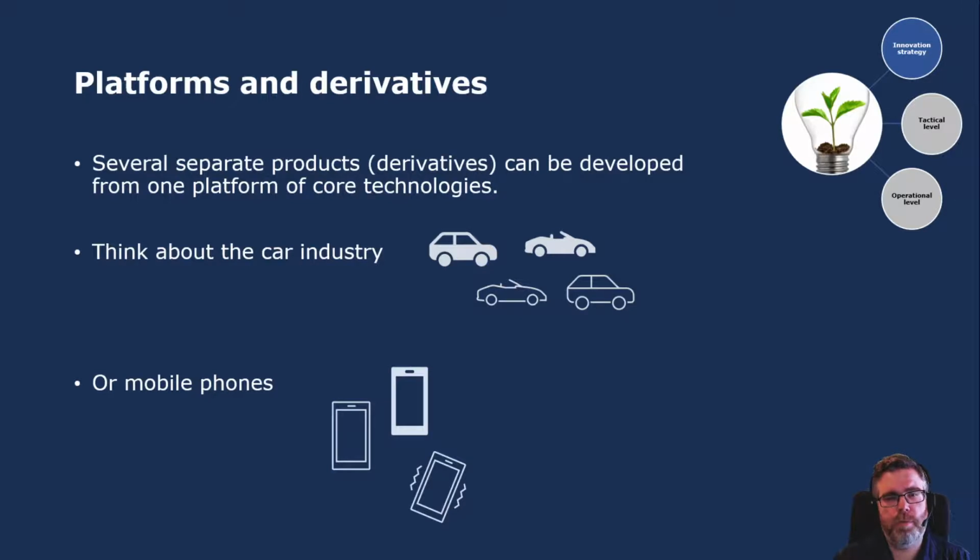Another example is mobile phones. And I remember when I bought this phone, which is a Samsung phone, there were, I think, 3 different options with different prices for the same type of phone, built on the same platform. And then there were different premium options and so on you can buy. But basically, this is an example of derivatives from one platform of core technologies.